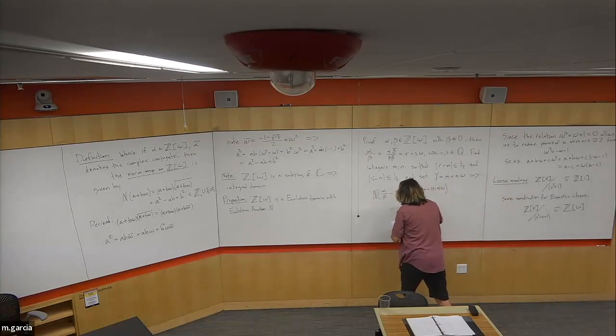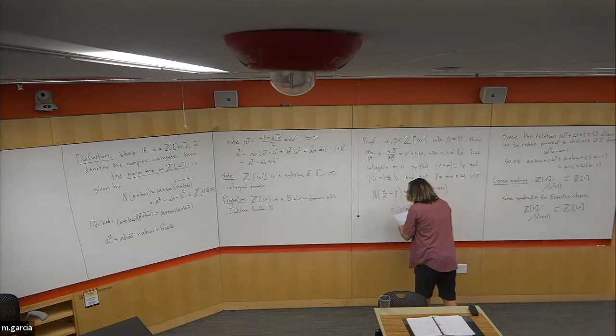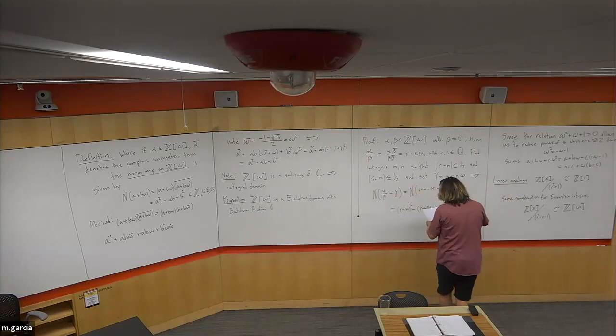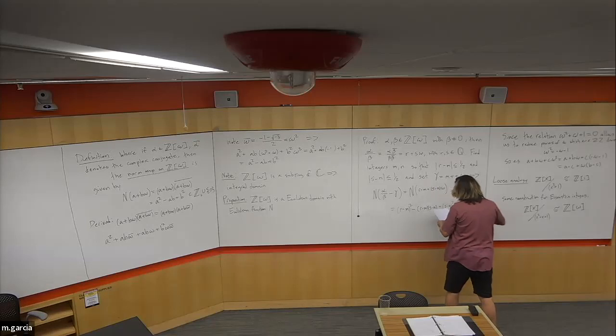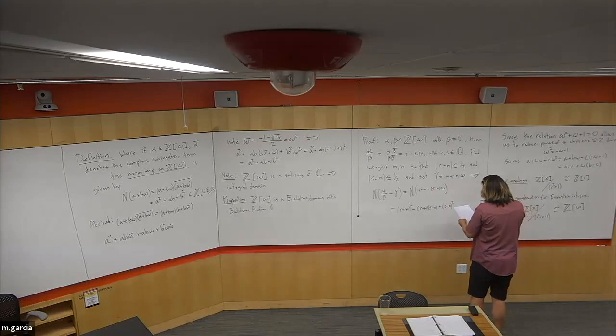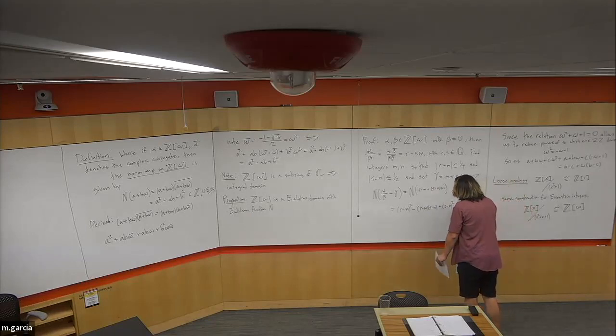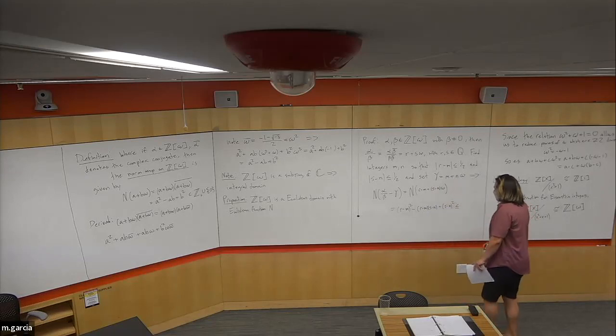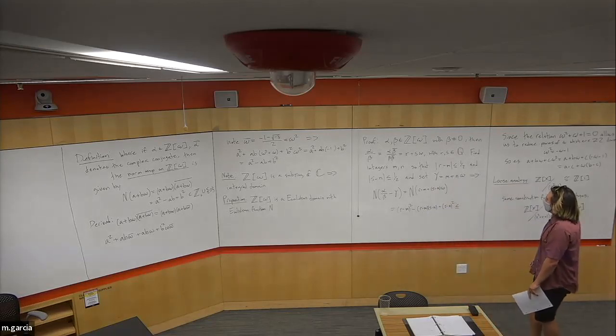R minus m squared, minus r minus m times s minus n, plus s minus n squared. Okay. So what can I say about this?